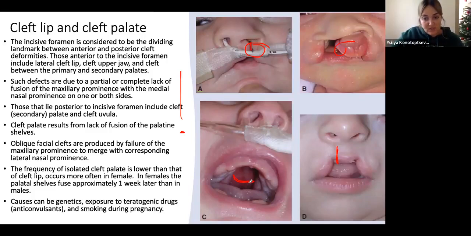Cleft palate, do you see? There is a hole. The baby does not have the hard palate. What you're looking into right now is the nasal cavity. You're looking straight into the nasal cavity. So this is providing some functional dysfunction. The baby cannot be fed. I hope you understood that. What can cause cleft lip or cleft palate? Genetics, of course, smoking during pregnancy, and this is very important, exposure to teratogenic drugs.